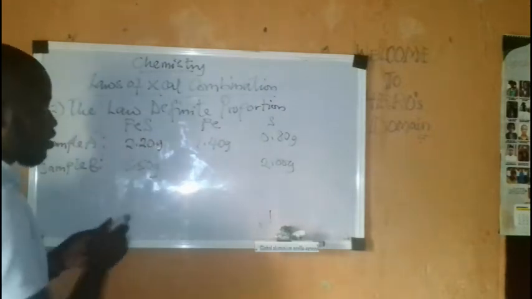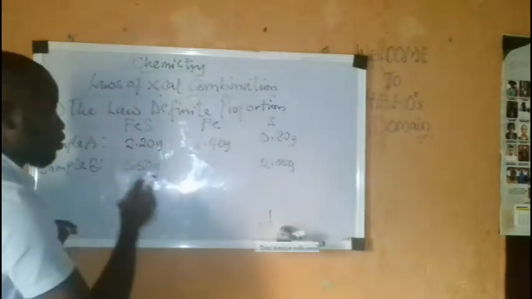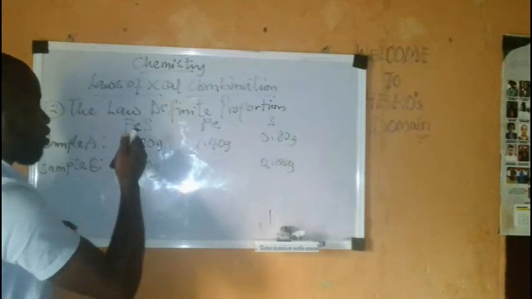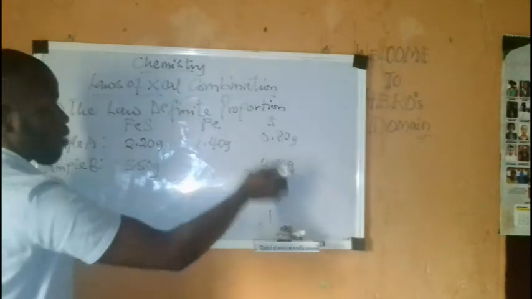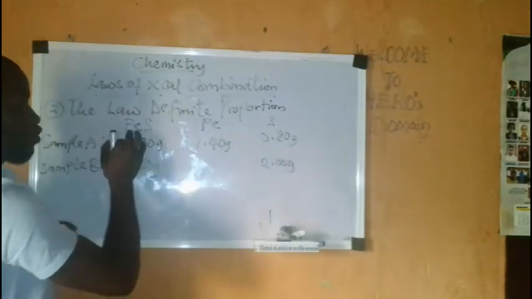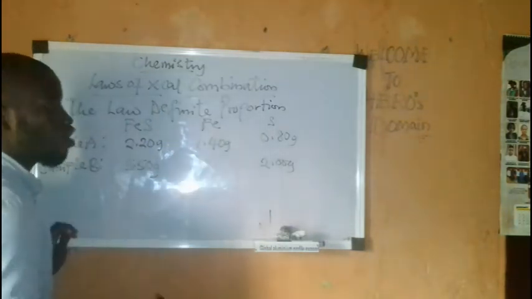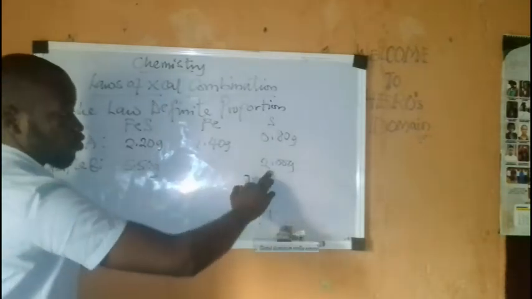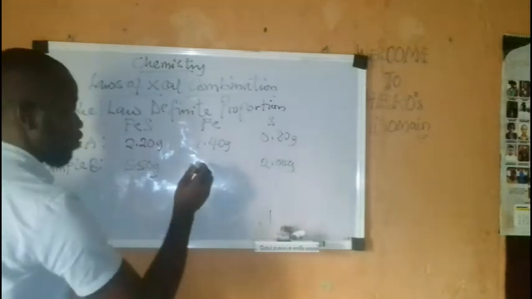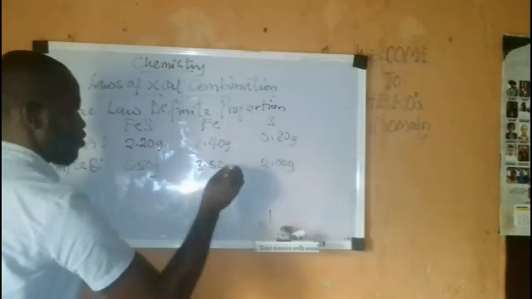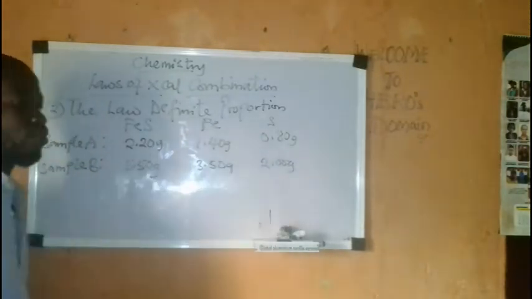It gives us 2.20 grams. Now in sample B of this same compound, 2.00 gram of sulfur combines with iron to form 5.50 gram of iron(II) sulfide. But the value for iron is not given in the question. All you need to do is to subtract 2.00 from 5.50. That will give us 3.50 gram of iron, so that when you add this to this, it gives us 5.50.